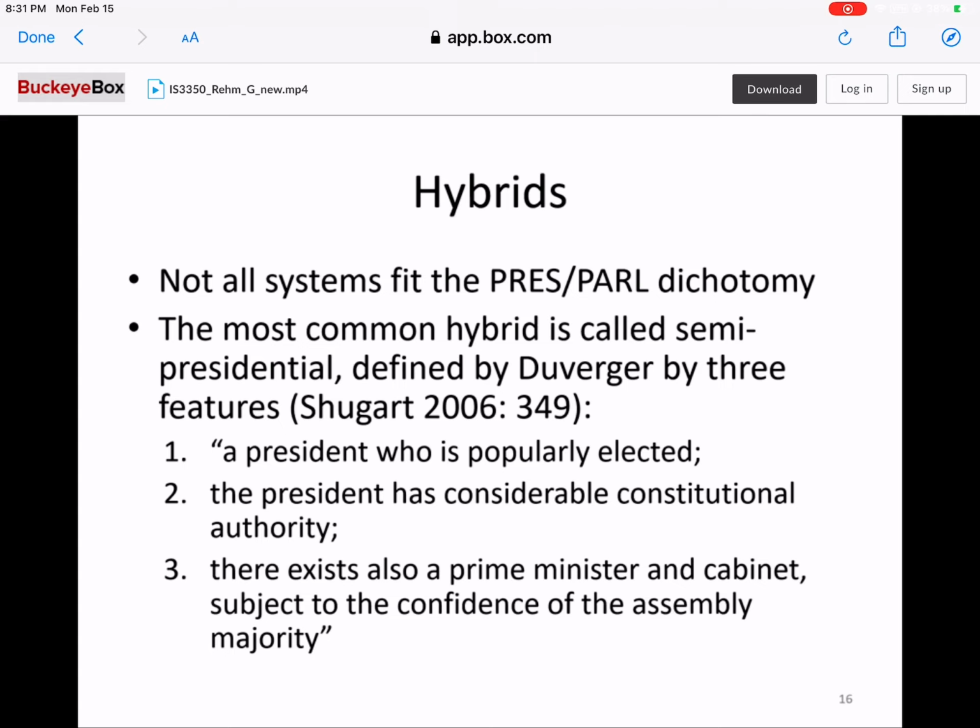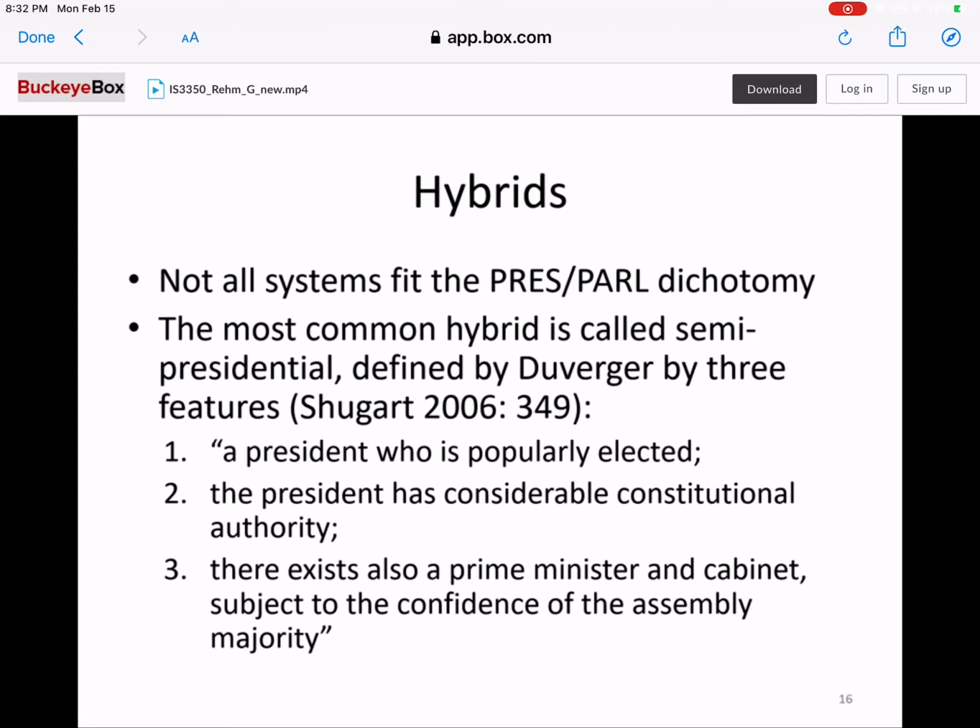In fact, many don't. The most common hybrid system is called semi-presidential, which a famous political scientist, Duverger, defines in the following way. First, a president who is popularly elected. Second, the president has considerable constitutional authority. And third, there exists also a prime minister and a cabinet subject to the confidence of the assembly majority.